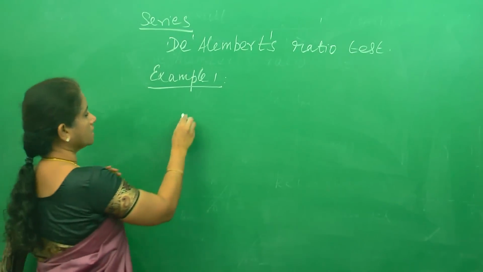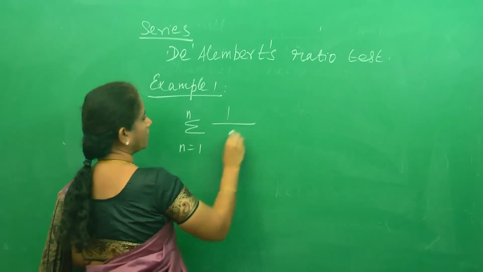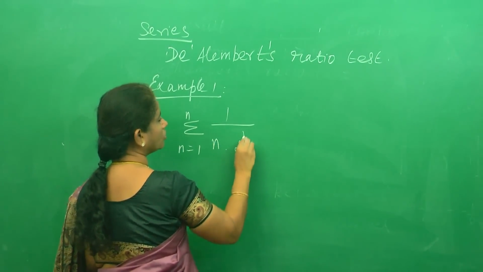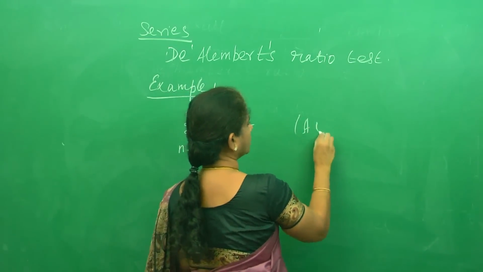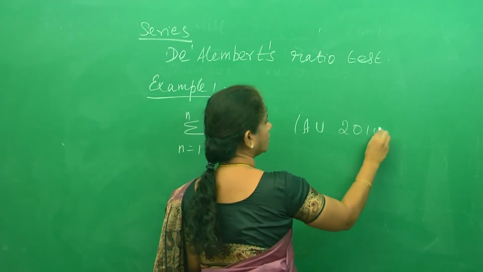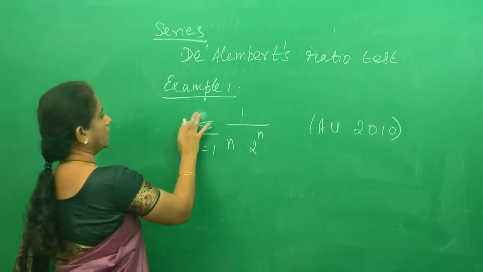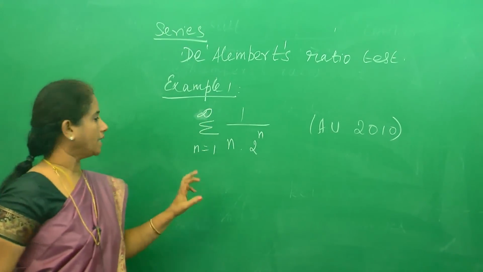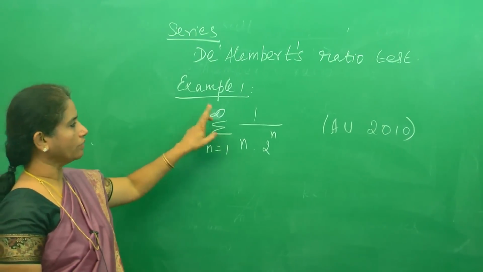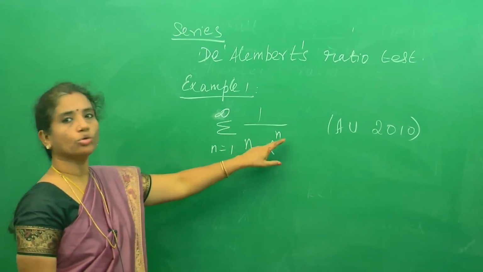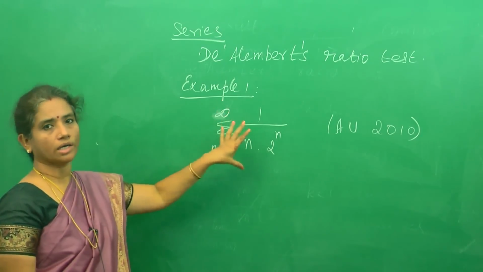Consider the series sigma n equal to 1 to infinity, 1 by n into 2 to the power of n. This has appeared in the Anna University 2010 question paper. Okay, so you have to find whether this series is convergent or divergent.